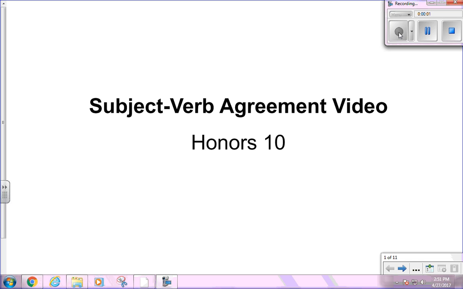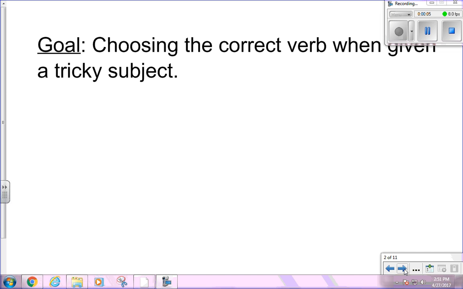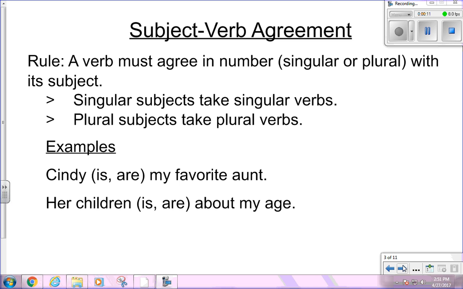Hello students, welcome to our flipped lesson on subject and verb agreement. Today our goal is to choose the correct verb when given a tricky subject. So today we'll be talking about several different types of tricky subjects.